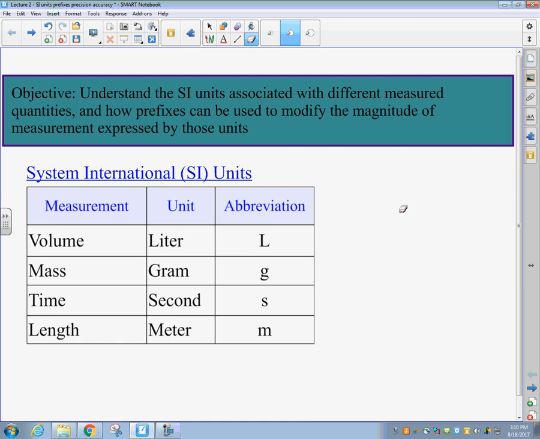On the screen right now, you have the first four SI units that we will use in chemistry. Please pause the lecture at this point so that you may have time to copy these down.